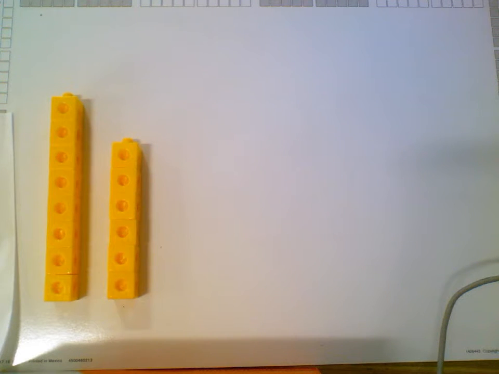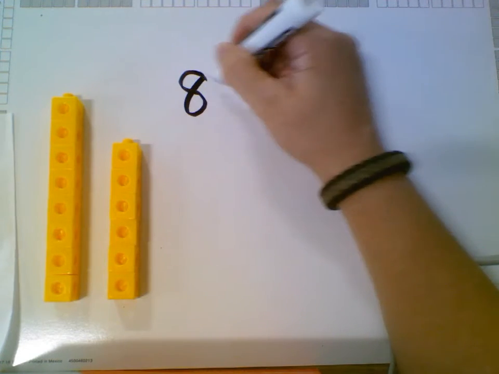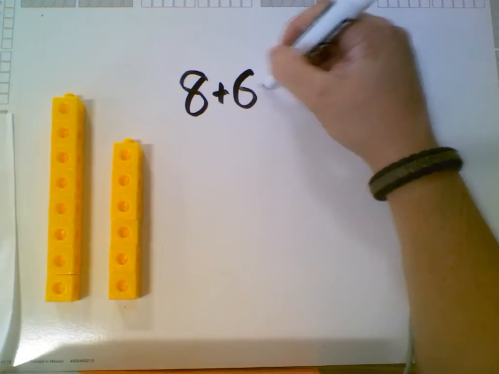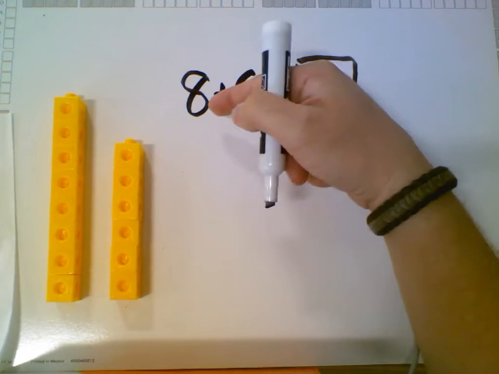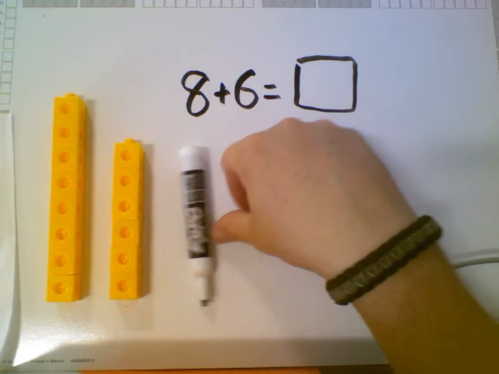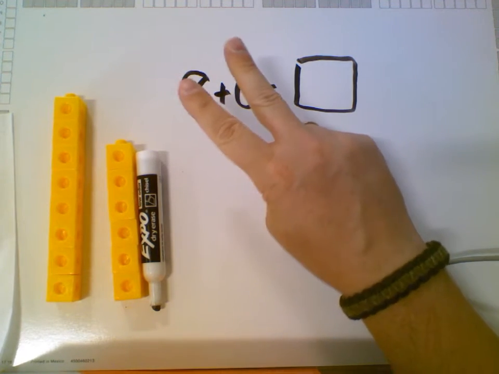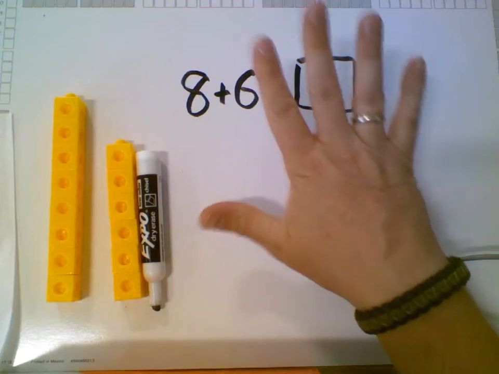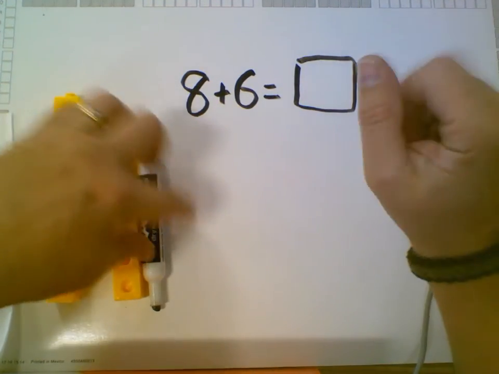One thing that we know is called counting on. We know if we have an equation like 8 plus 6, what we can do is start with 8 and count 6 more on our fingers to get the answer, like 8, 9, 10, 11, 12, 13, 14. So I would write 14 here. That's one we already know.